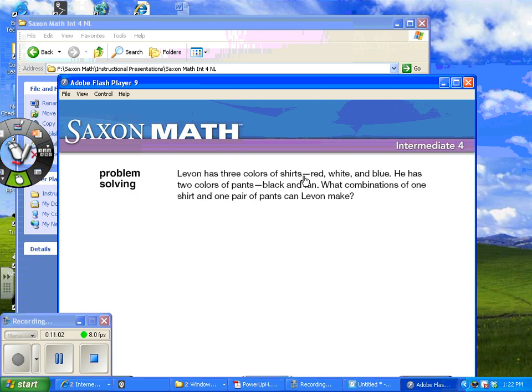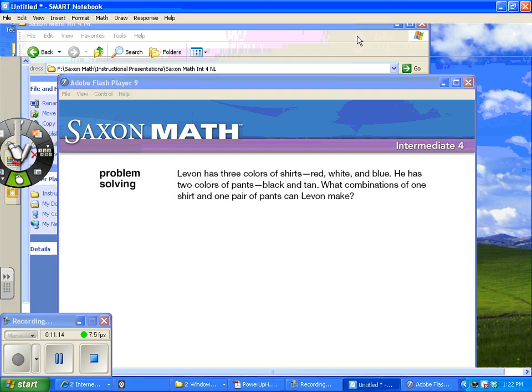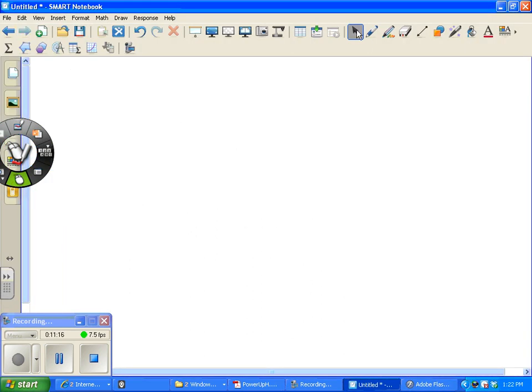Levon has 3 colors of shirts, red, white, and blue. He has 2 colors of pants, black and tan. What combinations of one shirt and one pair of pants can Levon make? So red, white, blue, and black and tan. Red, white, blue for the shirts, and black or tan.